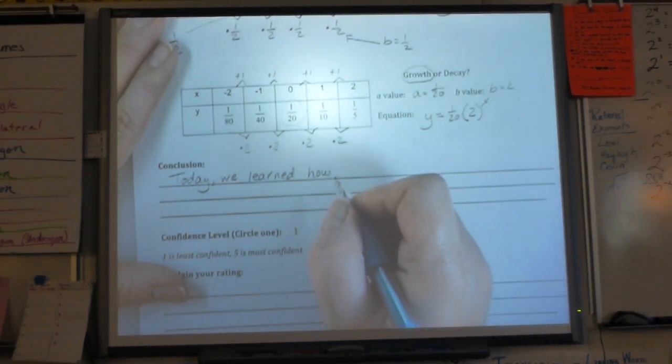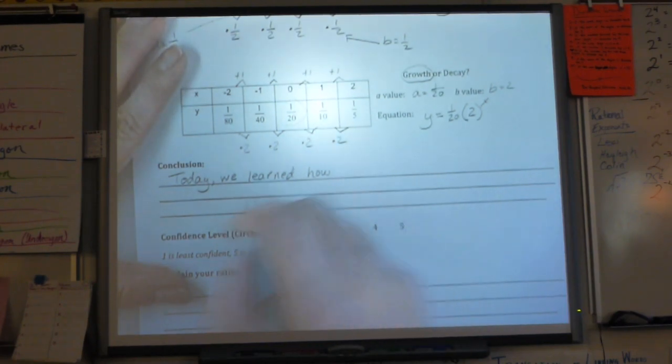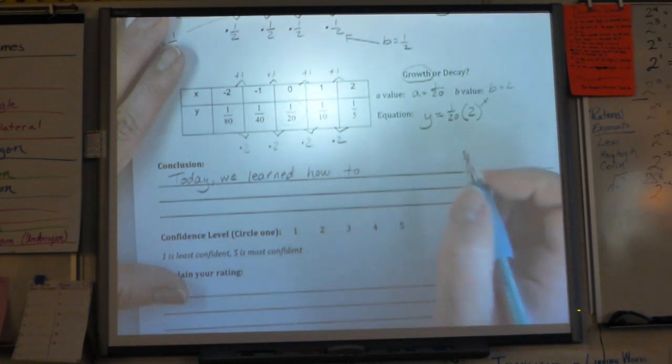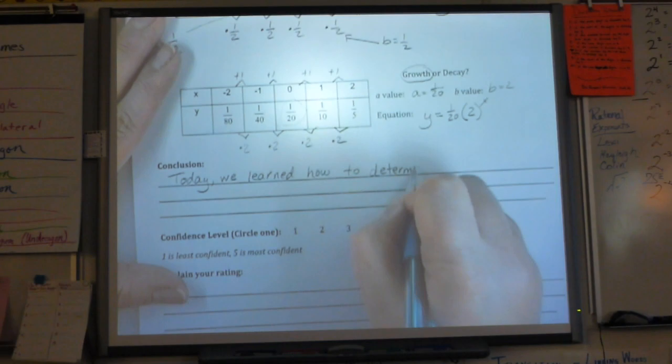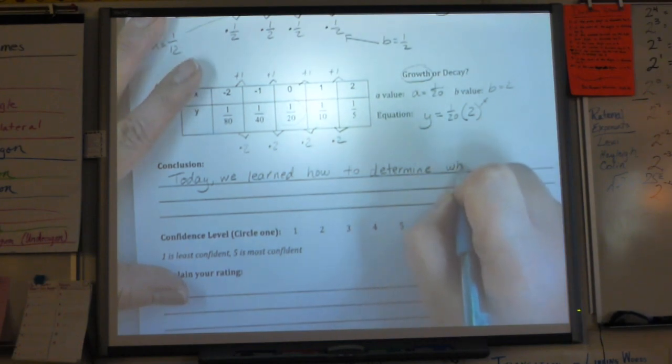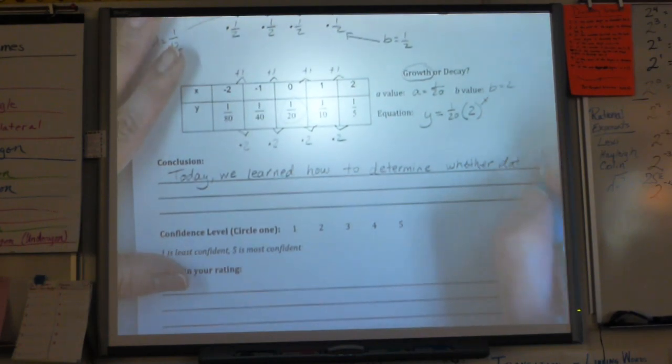Okay, today we learned how to identify exponential growth or decay from a table. So today we learned how to determine whether data in a table represents linear growth, exponential growth or decay.